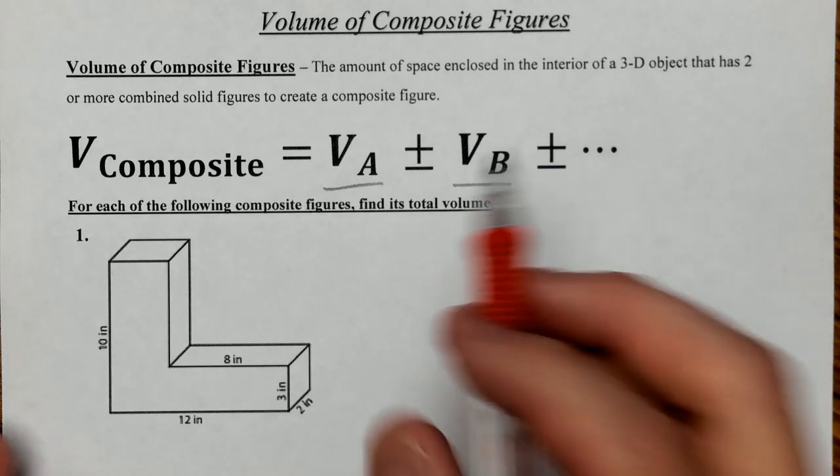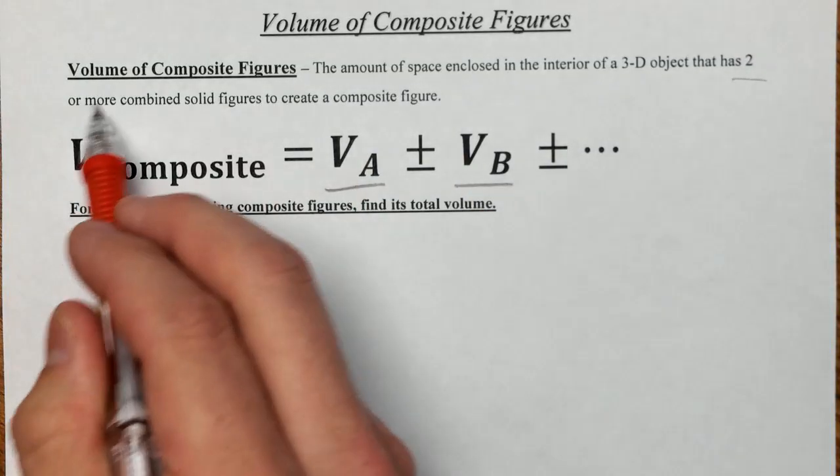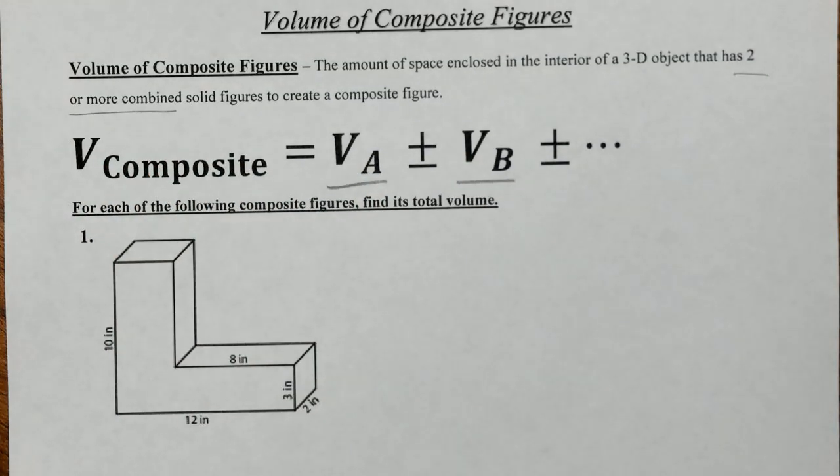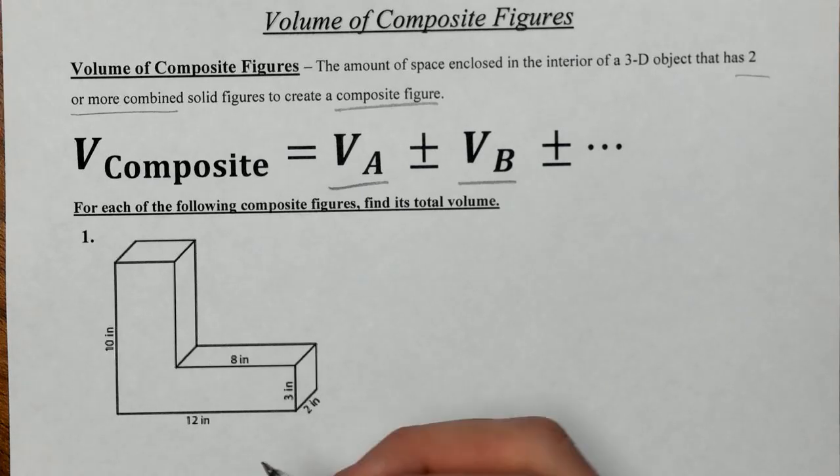So what we're looking at is multiple different objects, two or more combined solid figures that compose a composite figure. Okay, so I just split up my shapes, label them, find each volume separately, and then I'm going to solve for that.